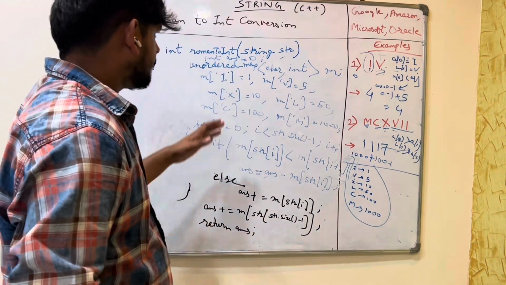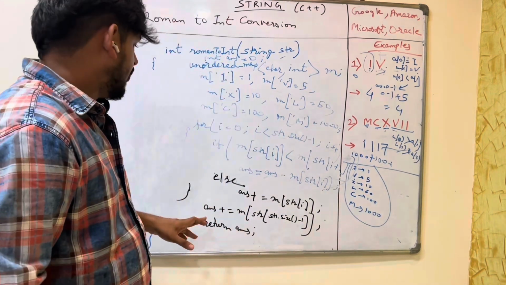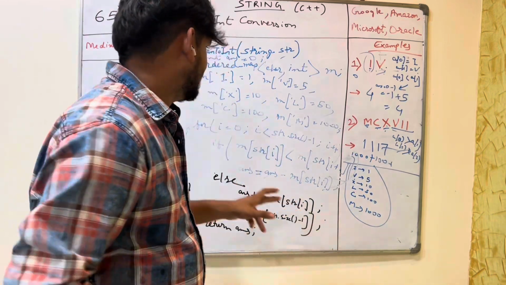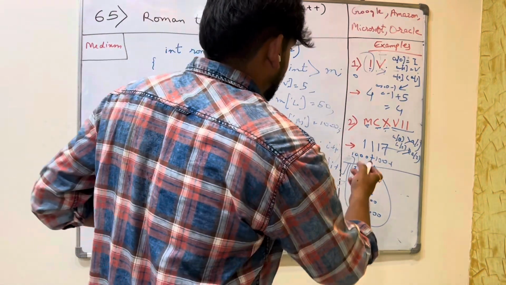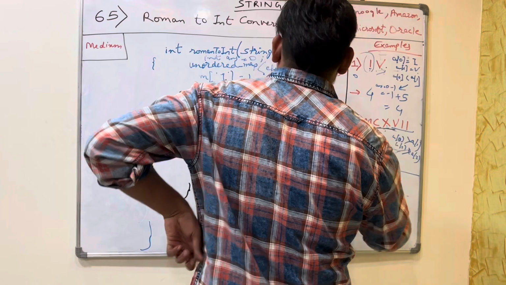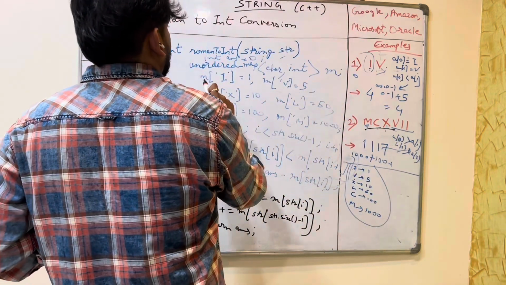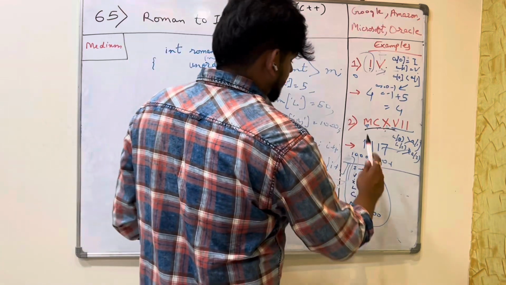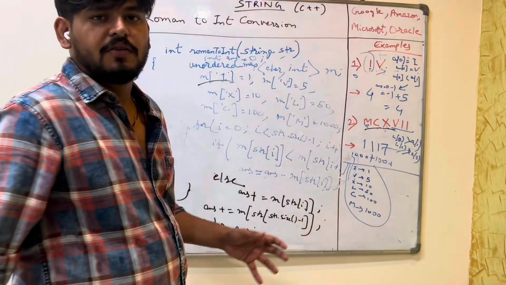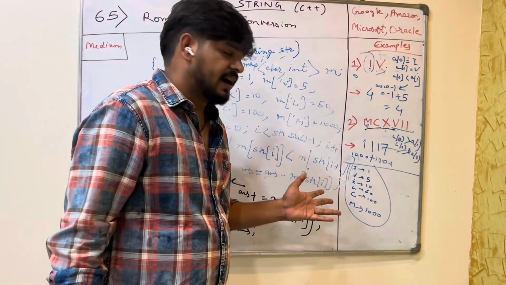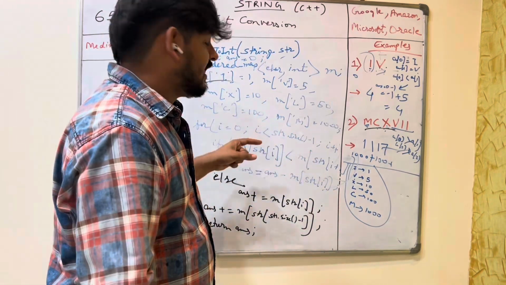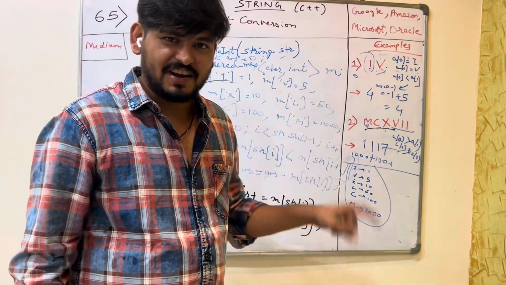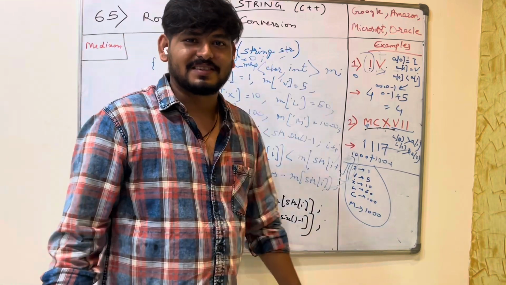So I hope the explanation is clear. The time complexity is order of n, we are traversing it, and the space complexity is order of the number of letters of the Roman map. So in this way, I think you can solve this question. The link to the question is given in the description. Please try it yourself and then come to my code walkthrough section.